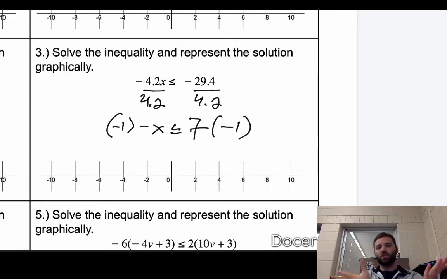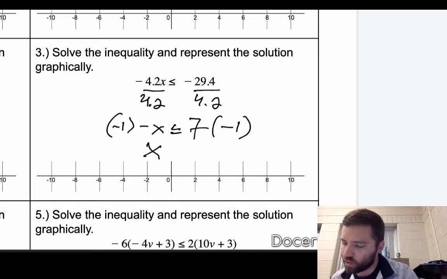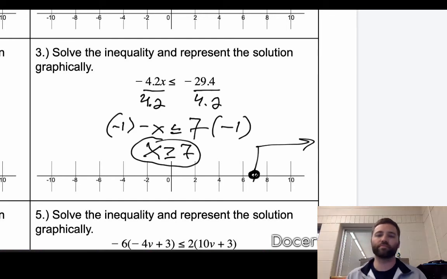Okay, so when you do that, the way to fix that, instead of just flipping your number line around somehow, is just to change the direction of the inequality. So what we get for our final answer then is x greater than or equal to 7. Okay, and then to represent that on the number line, we just put 7 on here. It's greater than or equal to, so we have a solid dot, arrow pointing to the right.